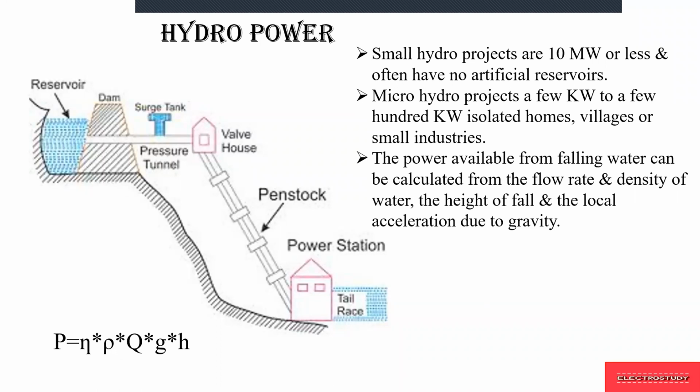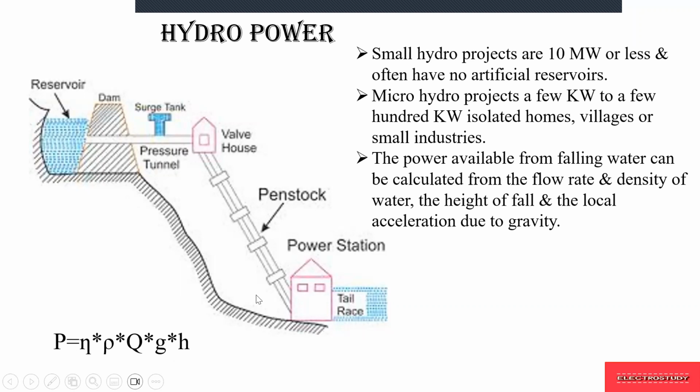Here you can observe a reservoir where the water is stored across the dam, and based on the requirement of water, the pressure tunnel, that is the valve, is opened so that the water flows through and generates power through the running liquid across the power plant. When the water is running across the power station, there is a generation of power, where power is equal to eta, rho, Q, g and H.